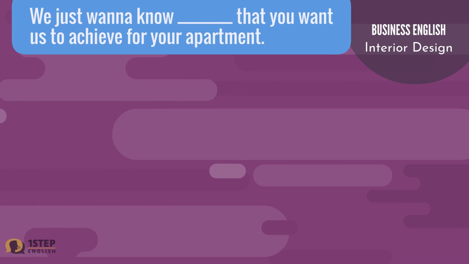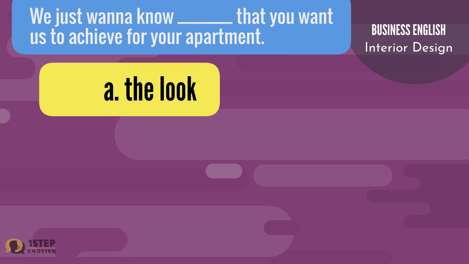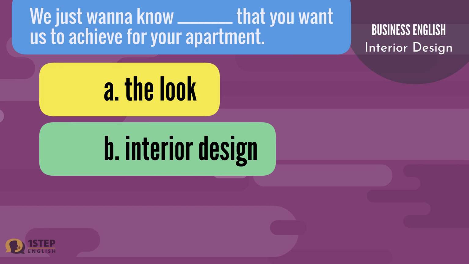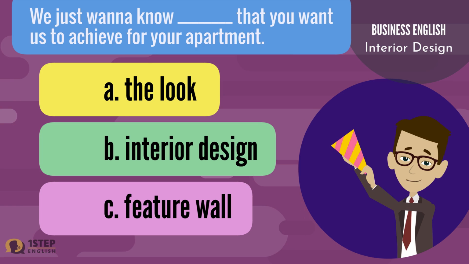We just want to know blank that you want us to achieve for your apartment. Letter A. The look. Letter B. Interior design. Letter C. Feature wall. The correct answer is letter A. The look. We just want to know the look that you want us to achieve for your apartment.